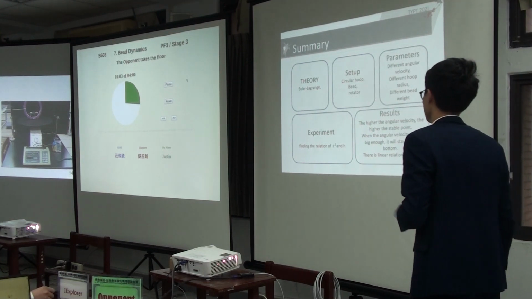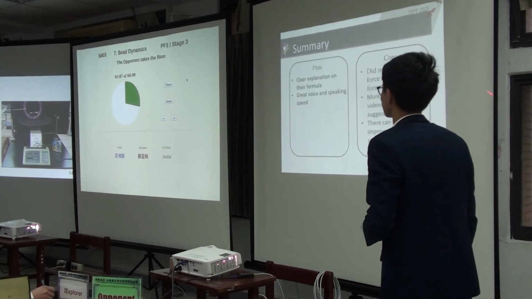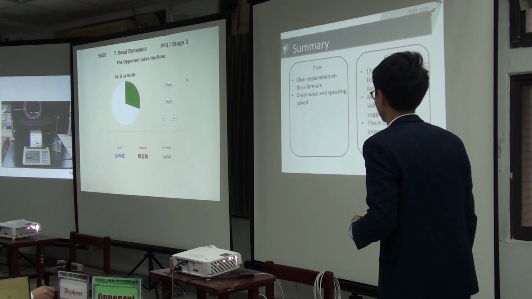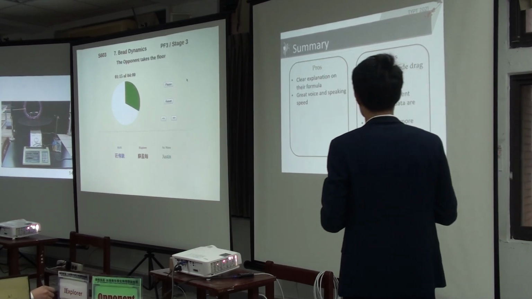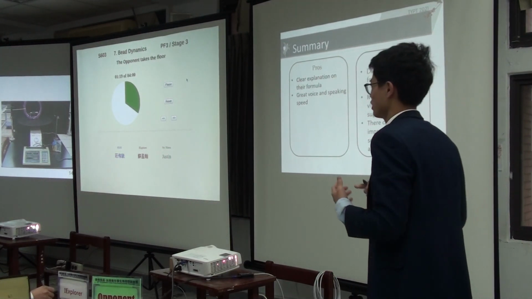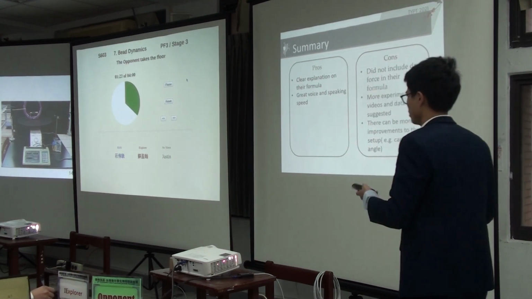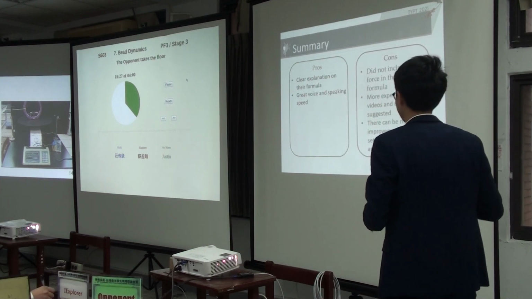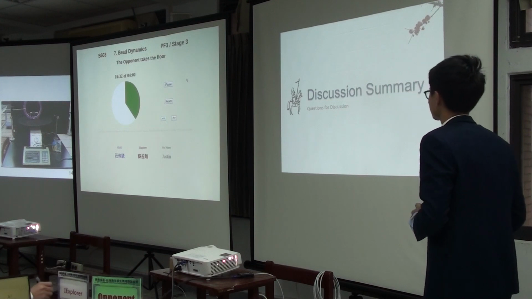And there's a linear relationship between t squared and h. Some pros and cons: first of all, clear explanation of their formula, great voice, and speaking speed. Some suggestions: it did not include drag force in their equation of motion, and more experiment video and data are suggested to put on the presentation. And there could be more improvements to the setup, like the camera angle, etc. So here is my discussion summary.